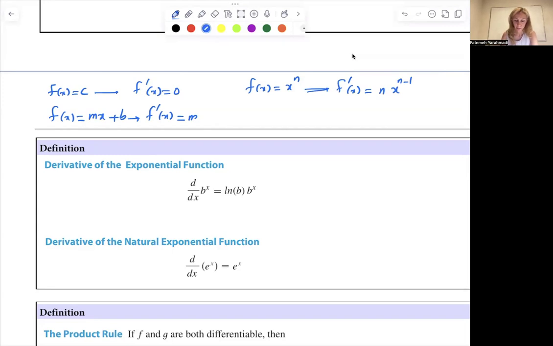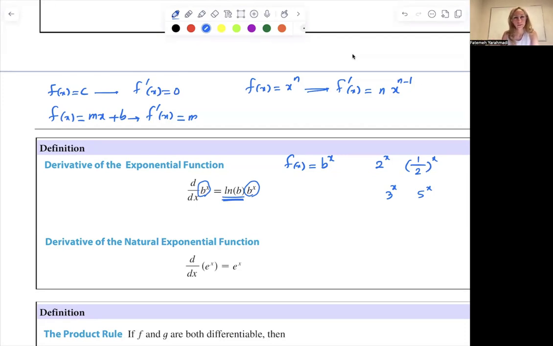What if we have an exponential function? What if f of x is equal to b to the power x, like 2 to the power x, a half to the power x, 3 to the power x, 5 to the power x, and so on? How do we find the derivative of this function? The derivative of this function, you just copy down the function itself and multiply it by ln of the base. So you must have ln of the base next to the exponential function. That is the derivative of the function.